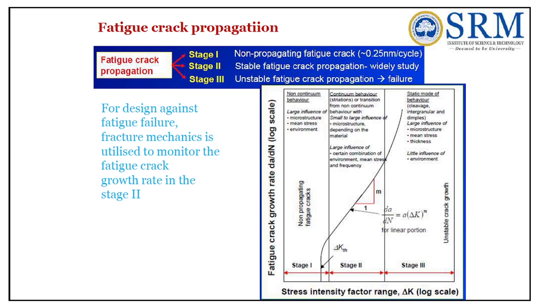For design against fatigue failure, fracture mechanics is utilized. So the first stage, you can see stage 1, is non-propagating fatigue cracks. The propagation rate is very slow. The second stage shows large influence of certain combinations of environment, mean stress and frequency, so the rate is drastic. Finally, the material shows static mode behavior, cleavage or intergranular dimples, large influence of microstructure, mean stress and thickness, and little influence of the environment. At the final stage, stage 3, the material starts to break.